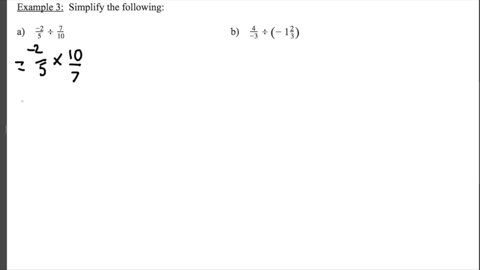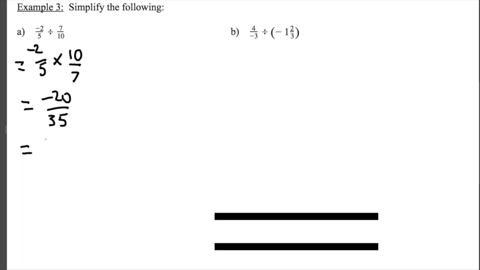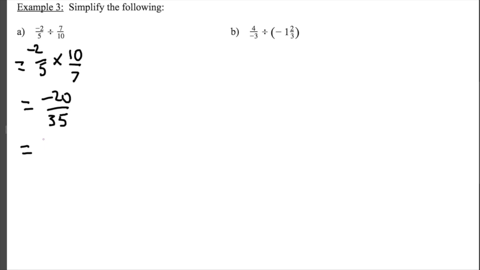And then from here, simply multiply as we did before, numerator by numerator, denominator by denominator. So this gives you negative 20 over 35. And then we can reduce this. If we divide the top and the bottom by 5, we should be able to get to negative 4 over 5. Oh, sorry, negative 4 over 7.